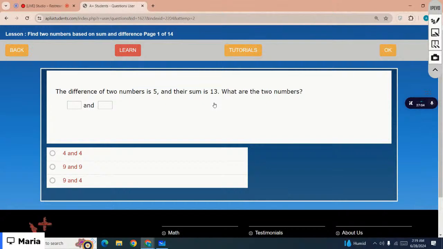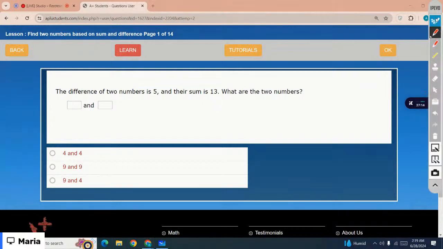The correct option is 9 and 4. How? Let's check by adding, right? 9 plus 4 makes 13. And when you subtract, then it's 5, isn't it? So option number C is the correct option, right? That's why I'm saying if we are given the options, it is very easy to find. You can simply add them and subtract them and see which one is the correct one, right? So option number C is the correct option.